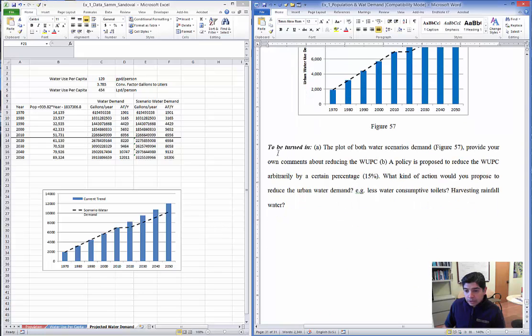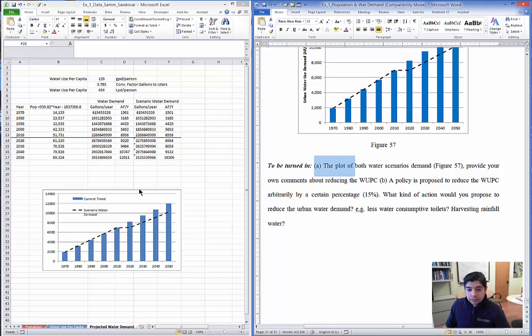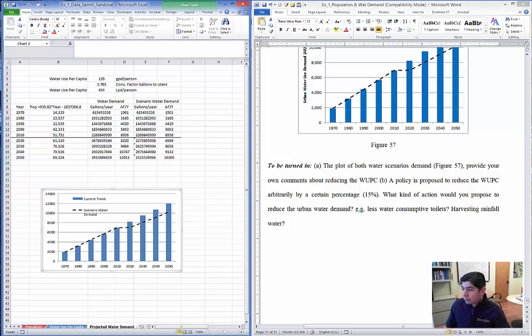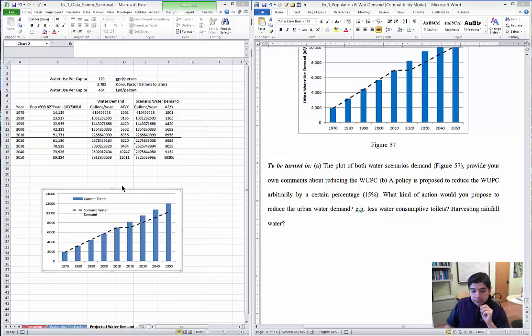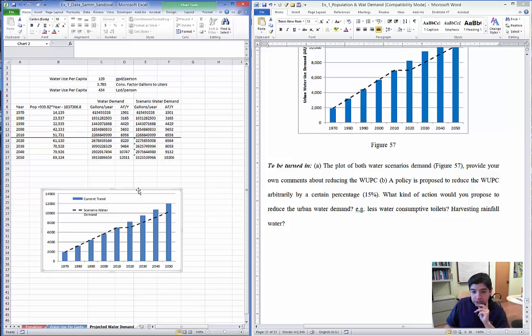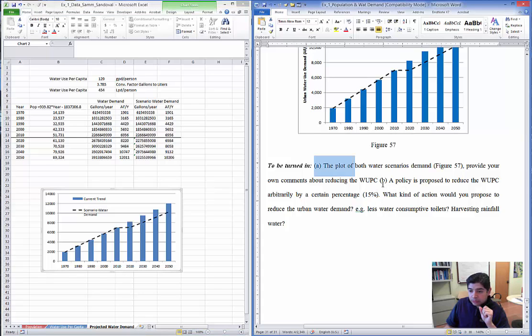Okay, so to be turned in, what I want is to plot both of these water scenarios. I want you to submit this plot of both water demand scenarios, and then to elaborate on the policy that produced this. I arbitrarily selected 15%. What action would you propose to actually achieve this 15% reduction? Less consumptive toilets or harvesting water. What would you do to achieve this 15%?